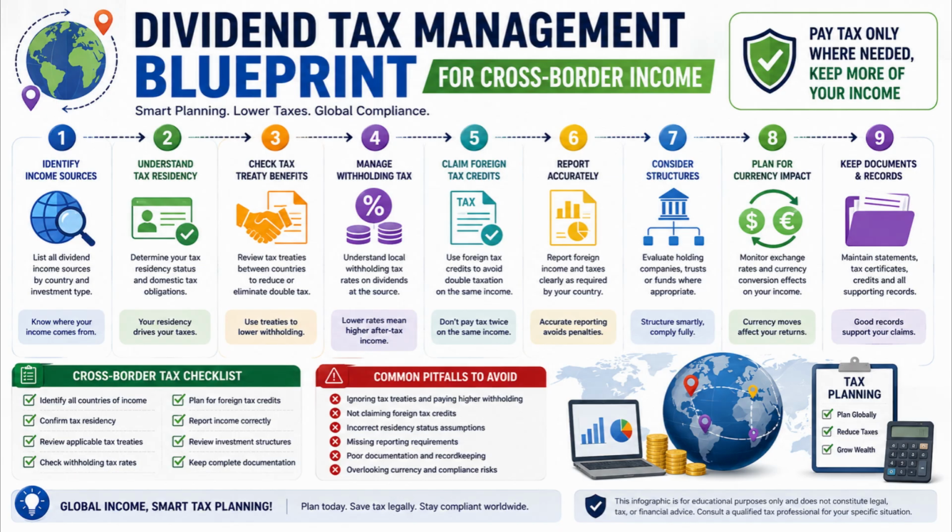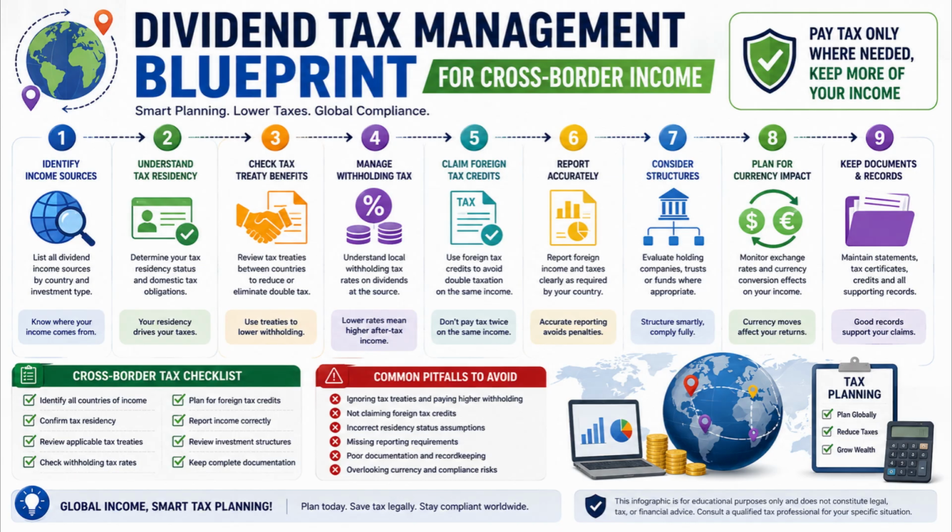After that, you should check tax treaty benefits. Many countries have tax treaties that may reduce or sometimes eliminate double taxation on cross-border dividend income. These treaties may also reduce withholding tax rates at the source. So, reviewing applicable treaty rules can help you keep more after-tax income while staying compliant.